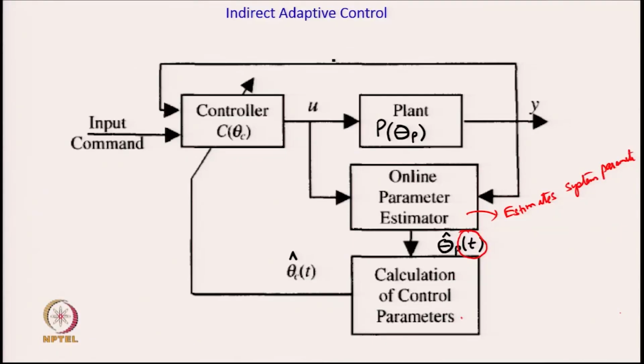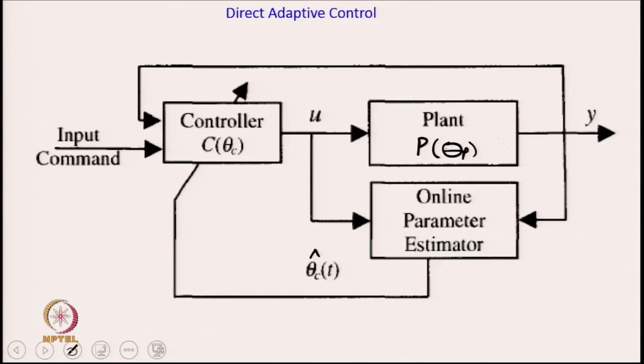And then there is another block which is used to calculate the controller parameters. So, what this block means is that somehow the two are related. So, the controller parameters would be some function of the plant parameters. So, f is some function, and if we obtain theta p hat from the online parameter estimator in the previous step, then just by using this set of algebraic equations we could compute the controller parameters, which are then used to update the controller, and this is the indirect adaptive control approach.